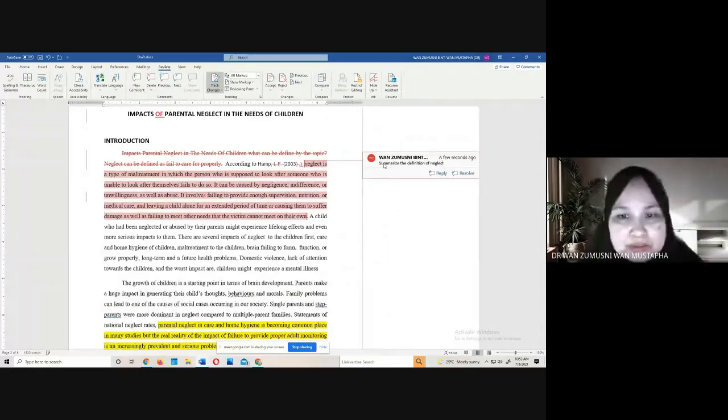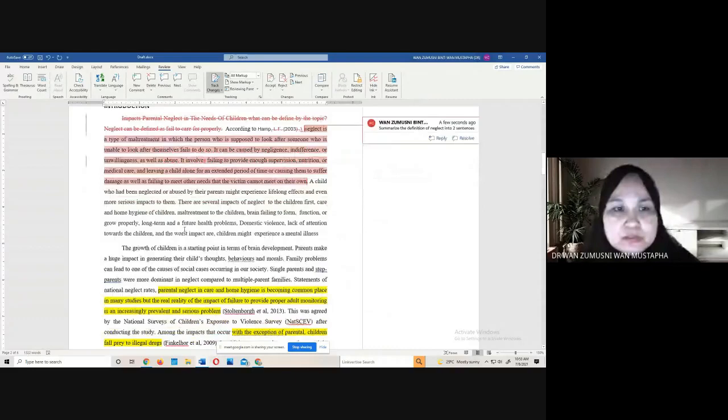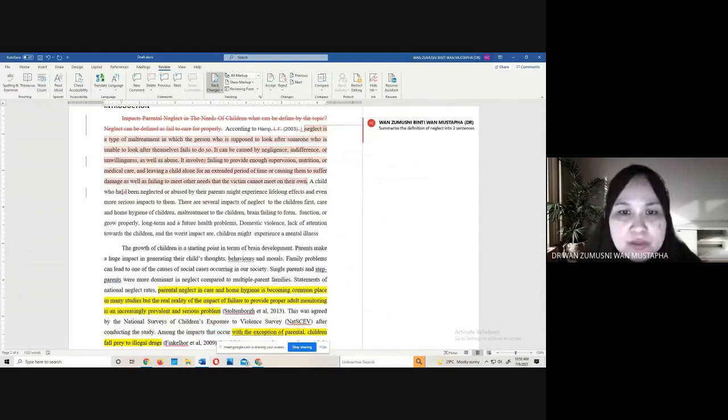So this is the impact. "A child who had been neglected or abused might experience lifelong effects or even more serious impact to them." Note the present perfect tense. You can also delete this part, it's unnecessary. For the introduction, because what you have here comes from the body paragraph, perhaps you want to mention in general, as an overview, the impacts of neglect to the children.